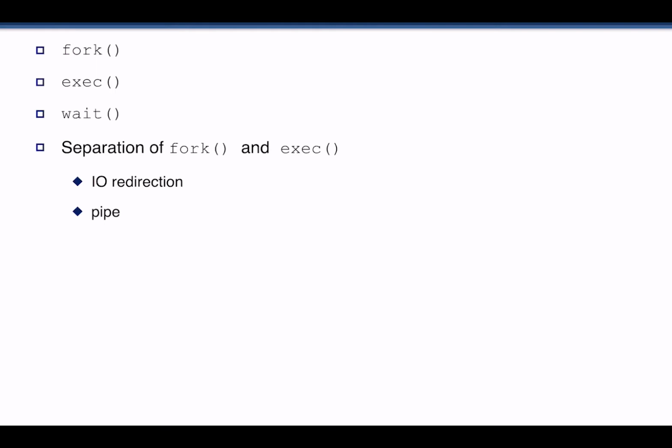From now on, I'm going to explain the APIs for manipulating processes. There are three major APIs for manipulating processes. The first one is fork. The second one is exec. The third one is wait. And then I'm going to explain why the Unix operating system separates fork and exec.